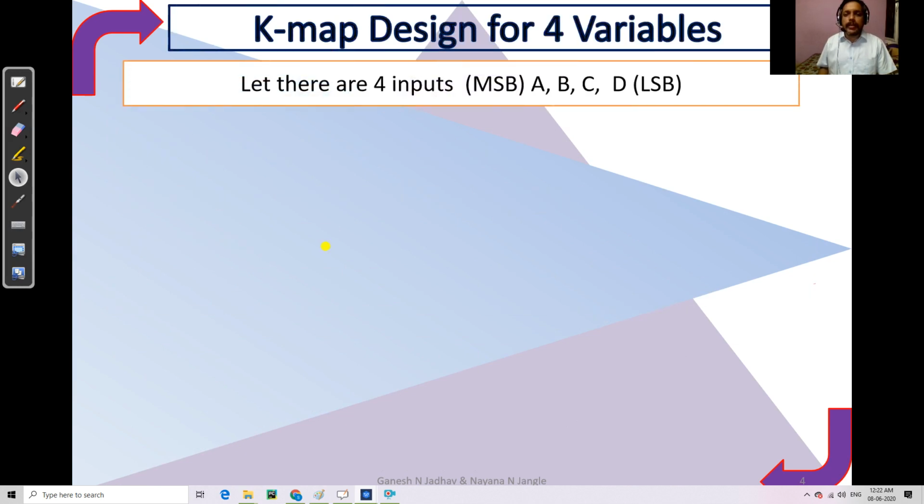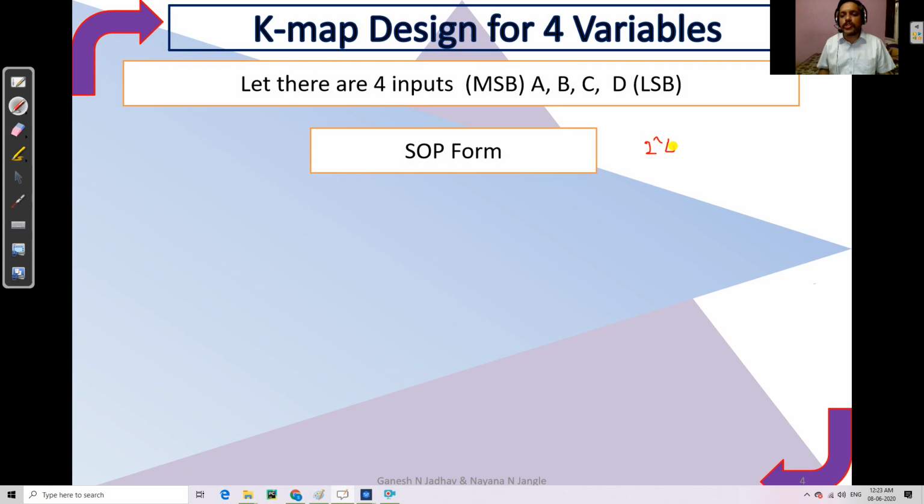Let's discuss the K-map design for four variables. Let us consider that there are four variables A, B, C, D. A is the MSB, that is the most significant bit, and D is the LSB, that is the least significant bit. So how can we write down the K-map? There are four inputs, so the size of the K-map is 2 raised to 4, which is equal to 16. It means I have to make the K-map of the size 4 into 4.